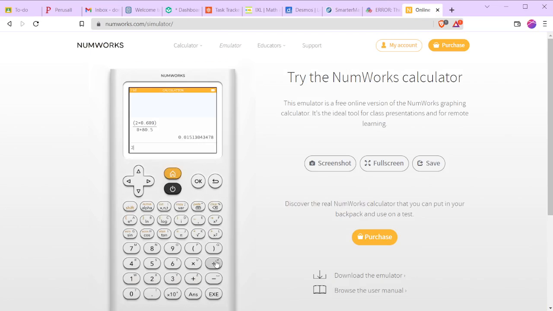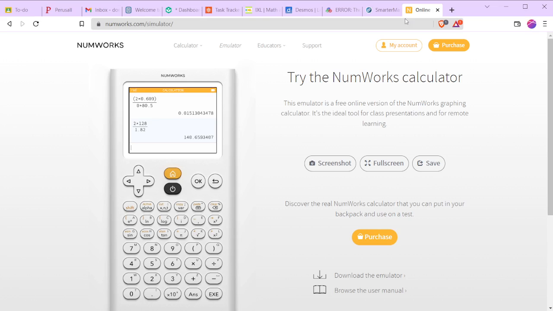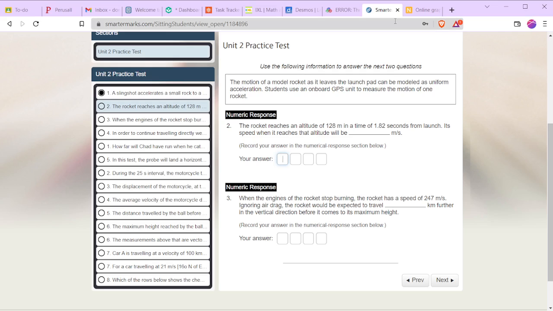So 2 times 128 divided by 1.82, and we get 140.6593407 to 3 significant digits. That's just 141. And when the engines of the rocket stop burning, the rocket has a speed of 247 meters per second.